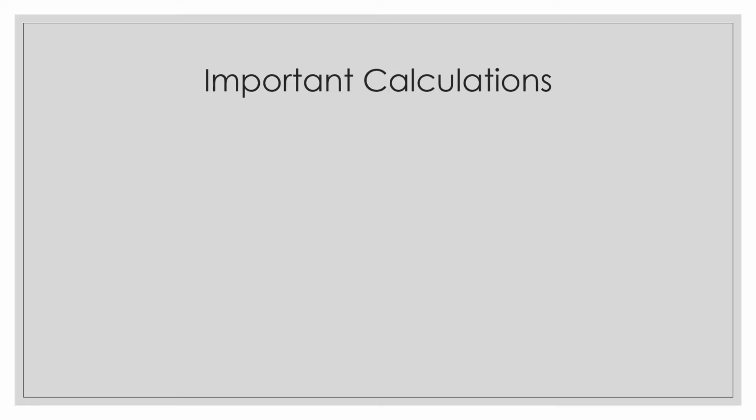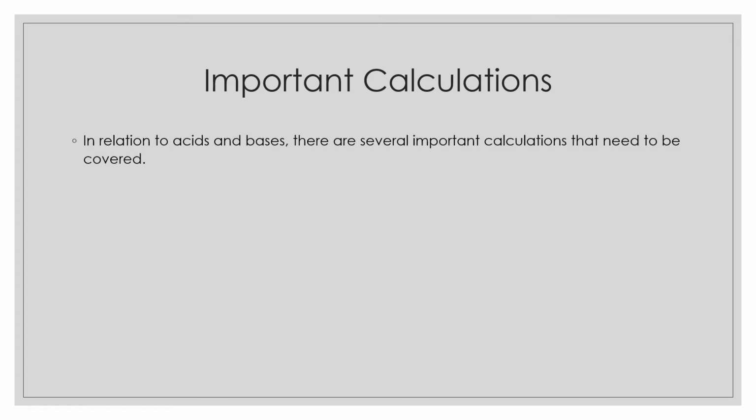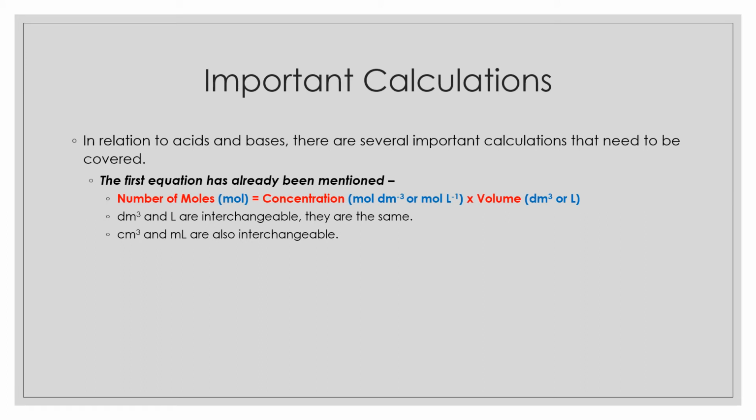So the calculations we need to cover are these. We need to cover how to calculate concentration from volume and number of moles, as well as rearranging this equation to give us a way to calculate volume and number of moles. At this stage, it's important to know that 1 decimeter cubed is the same as 1 litre, and 1 centimeter cubed is equal to 1 milliliter.